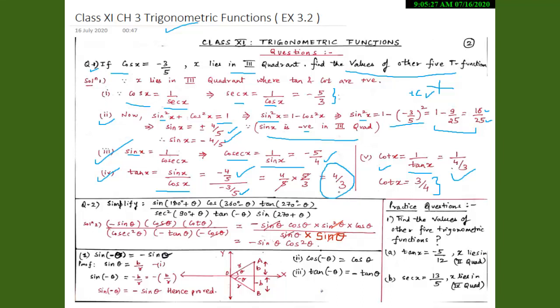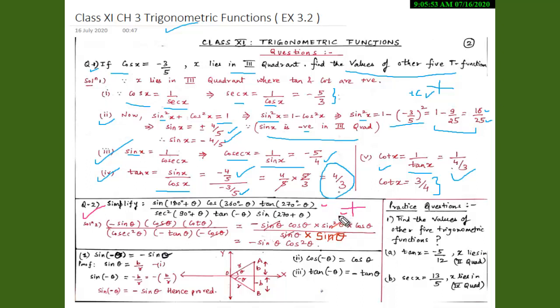Now our second question for today is: simplify sine of 180 degree plus theta into cos of 360 degree minus theta into tan of 270 degree minus theta, upon sec square of 90 plus theta into tan of minus theta into sine of 270 plus theta.